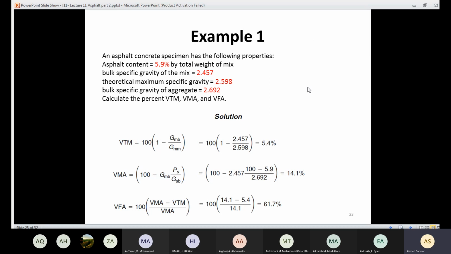So this example is a direct example. It's direct, straightforward. It can be easily solved. But now look at example 2. Example 2 is a little bit more complicated than example 1. Let's see how we are going to solve it. The givens are going to be different than example 1.